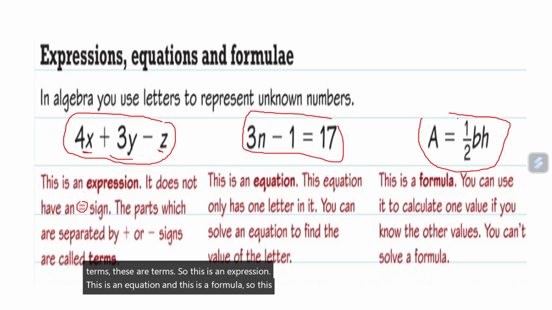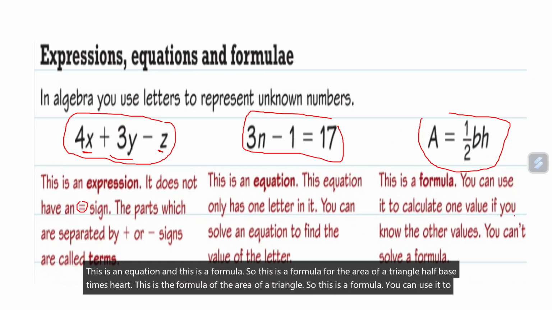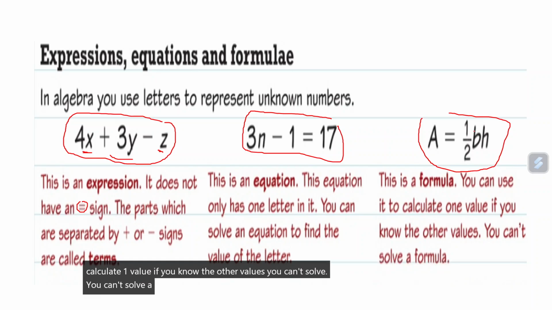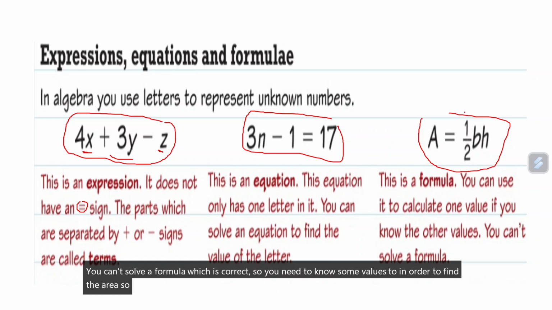So this is a formula for the area of a triangle: half base times height. This is the formula of the area of a triangle. You can use it to calculate one value if you know the other values. You can't solve a formula. So you need to know some values in order to find the area. So remember, this is the formula for the area of a triangle. So let's move on.